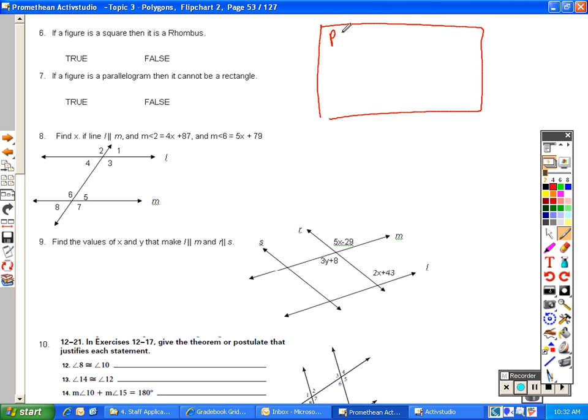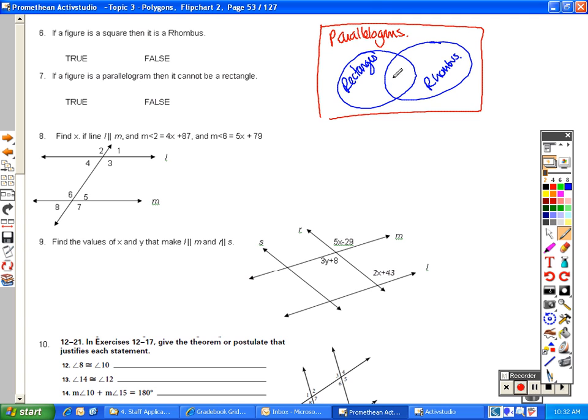The box represented all parallelograms. Inside that, we had two circles, one for rectangles, one for rhombuses, and where they overlapped was squares. Okay, so if a figure is a square, then it is a rhombus.